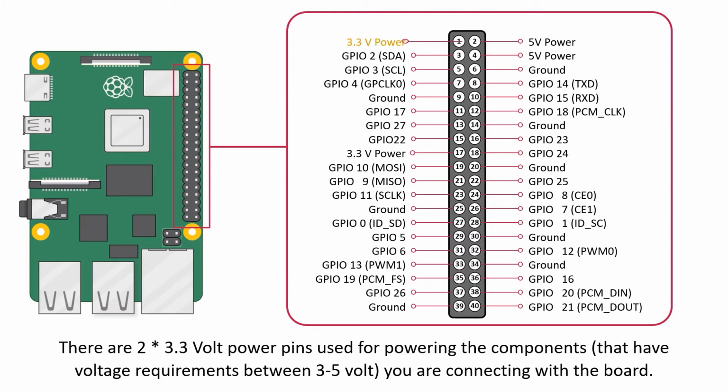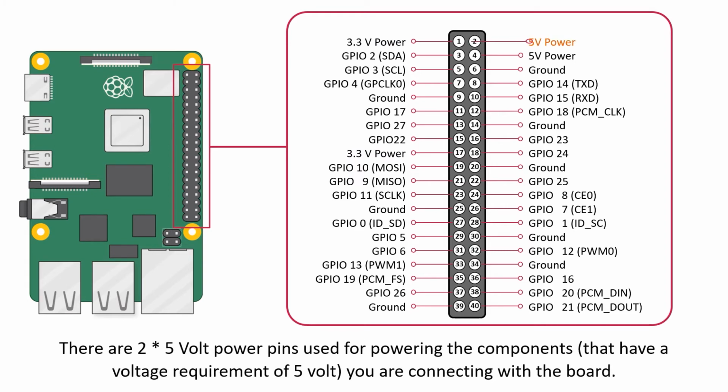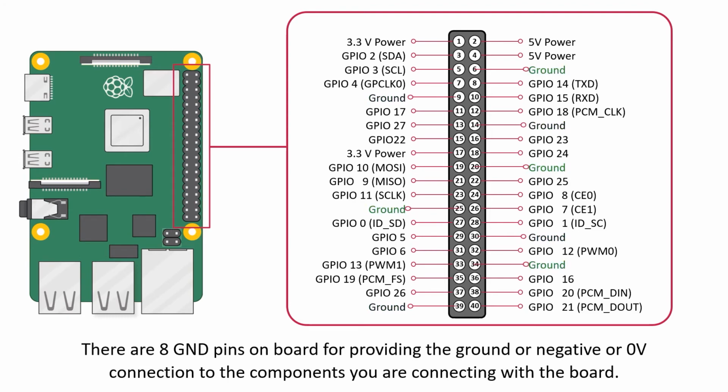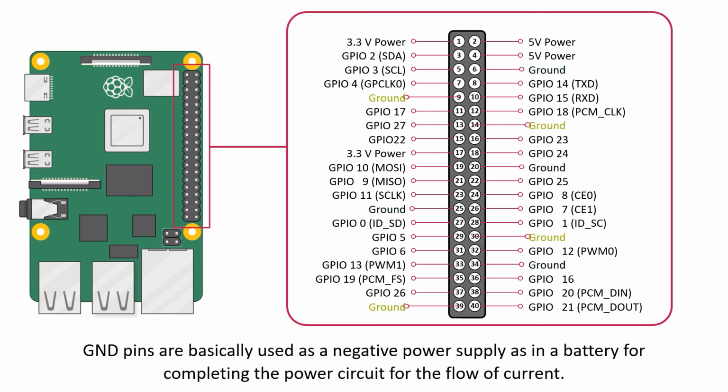There are 2 3.3 volt power pins used for powering the components that have voltage requirements of 3.3 volt that you are connecting with the board. There are 2 5 volt pins used for powering the components that have a voltage requirement of 5 volt that you are connecting with the board. There are 8 ground pins on board for providing the ground or negative or 0 volt connection to the components you are connecting with the board. Ground pins are basically used as a negative power supply, as in a battery, for completing the power circuit for the flow of current.